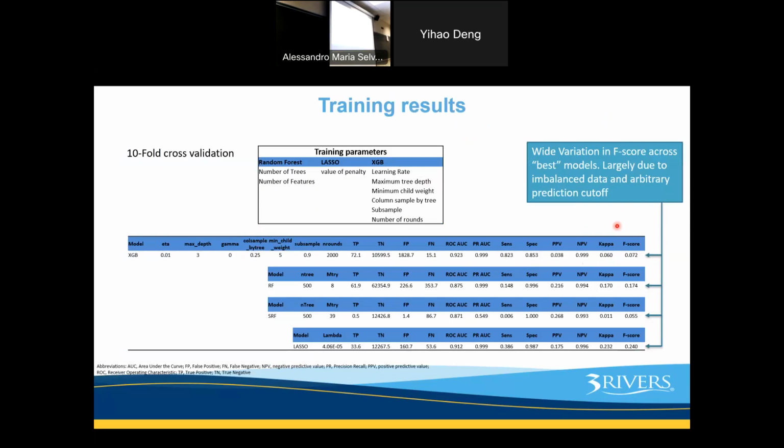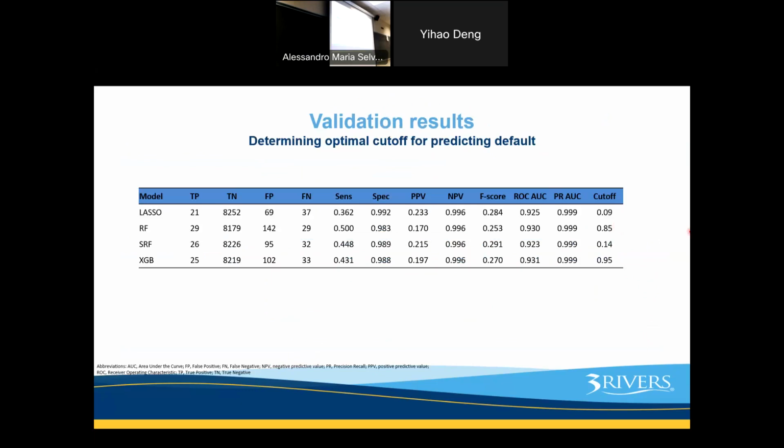So for the super learner, random forest and the lasso, we did a little pretest to try and come up with roughly a good value to use, and then with the XGB and the random forest, since we did the downsampling, we just kept it at 0.5. But as you see, we got a very wide variation in the F-score. So knowing that beforehand, we need to be more precise on what the best cutoff value to use. We set aside some data for the validation.